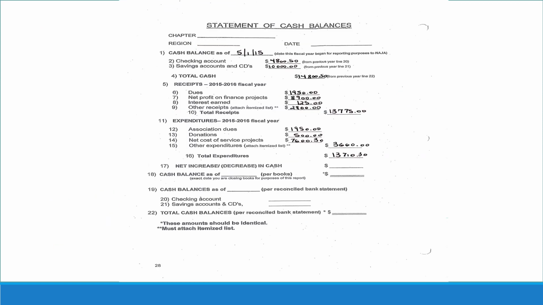Lines 12 through 15 deal with chapter expenses as listed on your year-end income statement, and totals should be entered for the dues paid to NAJA on 12, any donations made by your chapter on line 13, and the net cost of your service projects on 14. Many times you will not have any income associated with your service projects, but sometimes there are donations made on behalf of a project, so just put the net cost on 14. Expenses less income. Line 15 is for any other expenses your chapter incurred for the year.